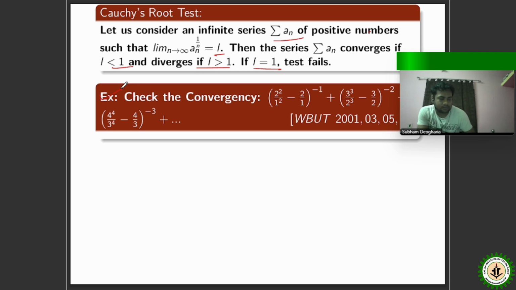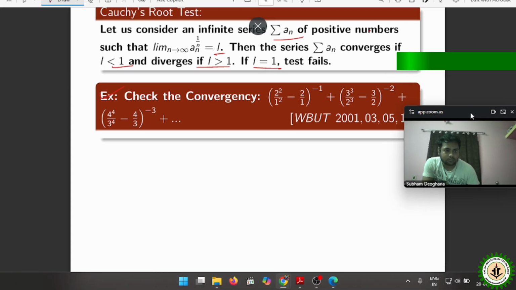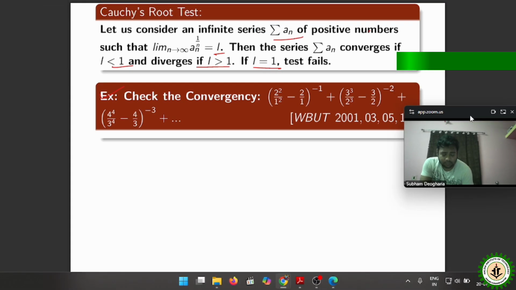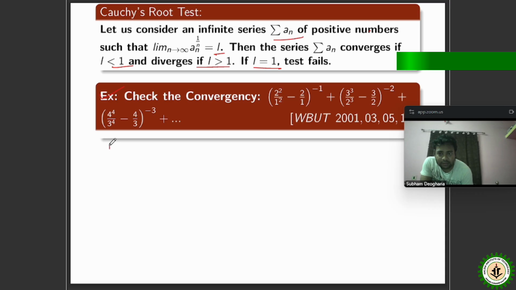Let's find the nth term of this series. Here a_n will be (n plus 1) to the power n plus 1 by n to the power n plus 1, minus (n plus 1) by n to the power n.